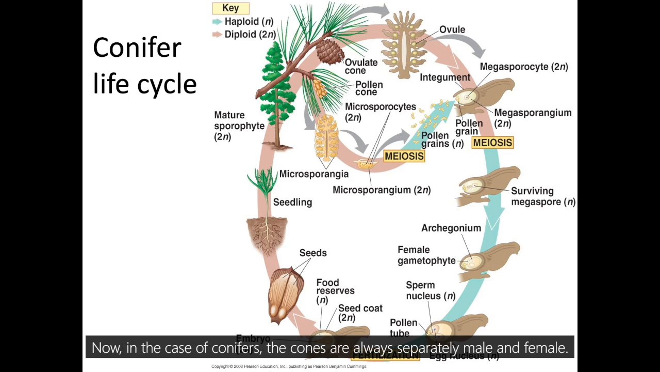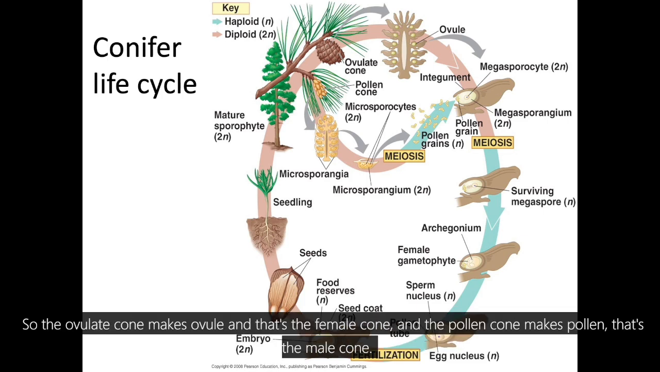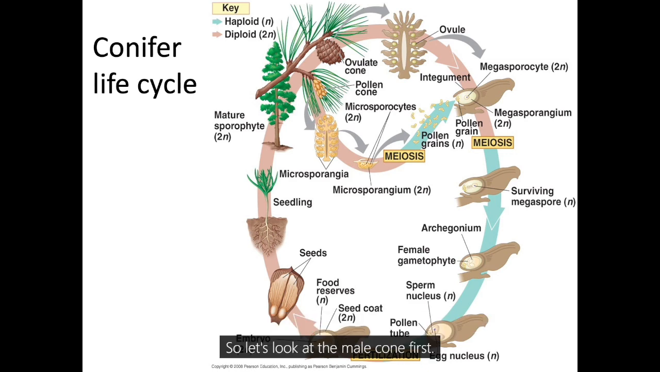Now, in the case of conifers, the cones are always separately male and female. There's no such thing as a cone that's both male and female. So the ovulate cone makes ovules, that's the female cone, and the pollen cone makes pollen, that's the male cone. So let's look at the male cone first.